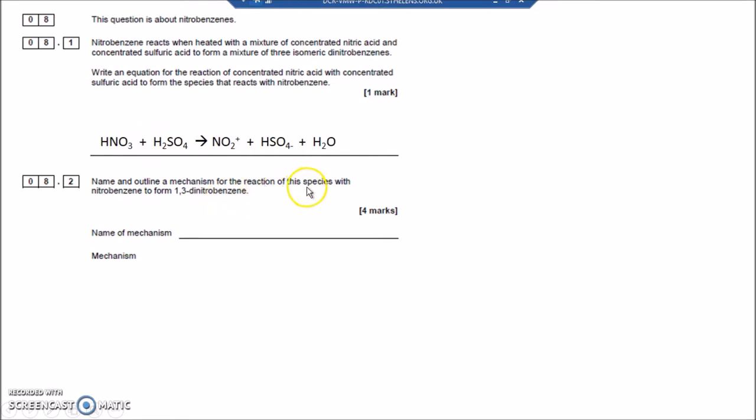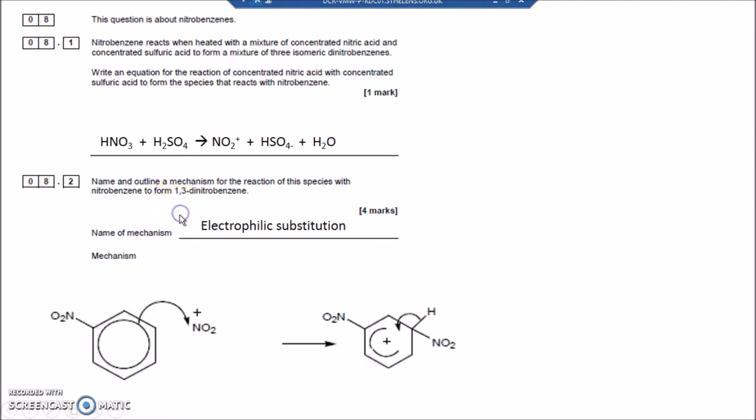Outline the mechanism of the reaction with nitrobenzene to form 1,3-dinitrobenzene. So if I've got a nitro group here, let's say here, it could be anywhere on the ring, but it's at carbon number 1. I'm trying to add a nitro group here. So electrons go from the ring and attack the NO2+, and then I put the NO2 where I want it to be, 1, 3.